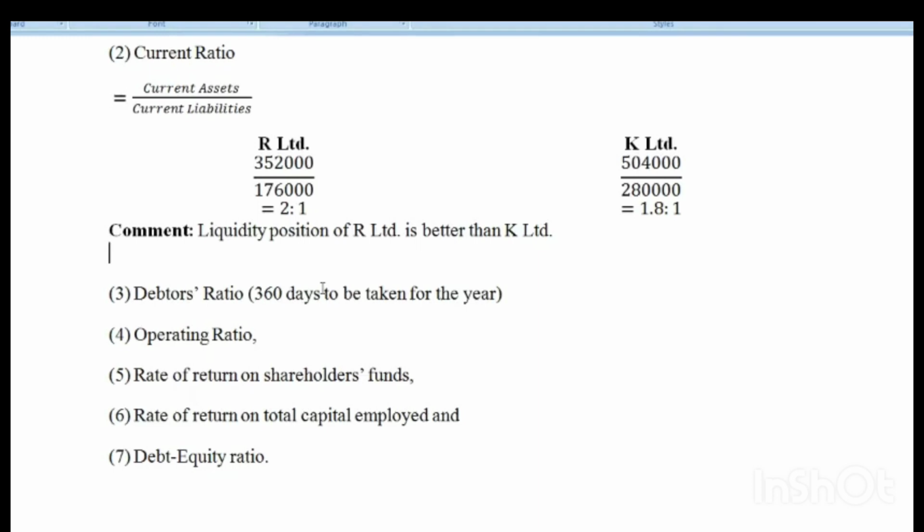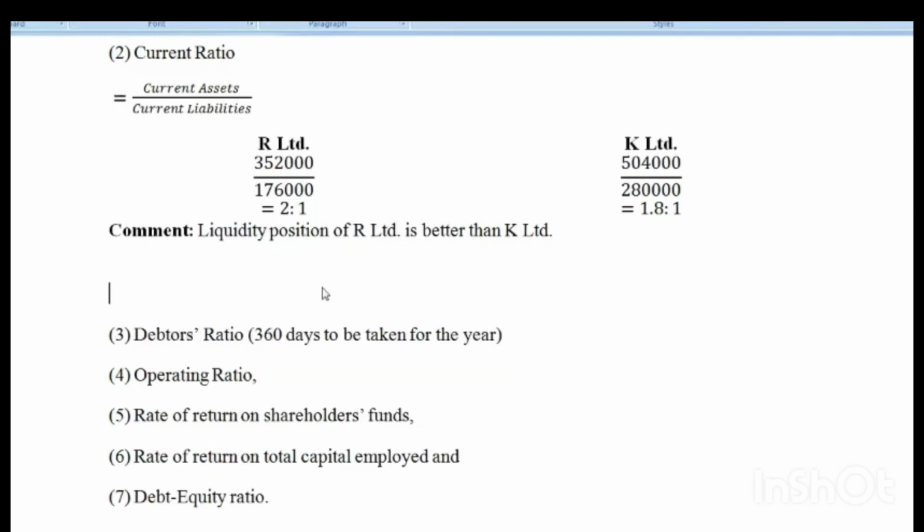But you can show the calculation of current assets and current liabilities, which items are included in current assets, by preparing a small table. And how you got the total of current assets and current liabilities, you can show as a working note with your answer. Okay, so that's okay.